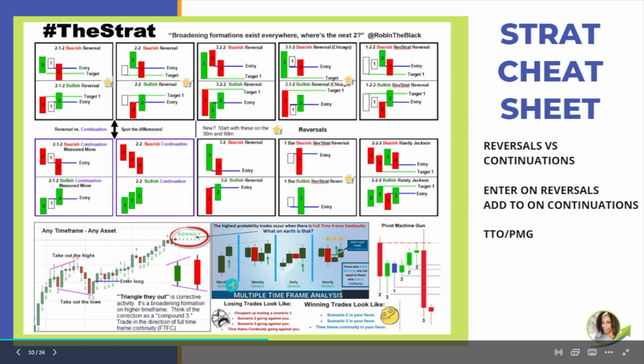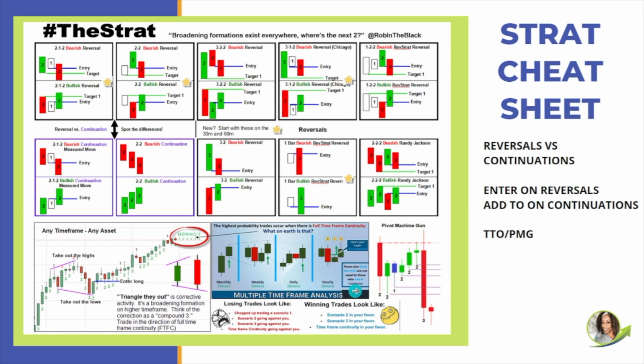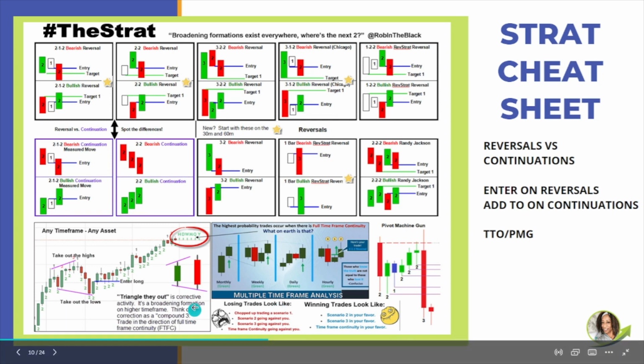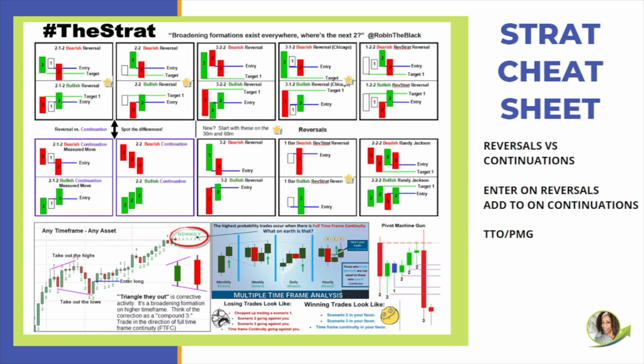So, and then we're going to talk about multiple time frame analysis and time frame continuity, and understanding that the highest probability trades occur when there is full time frame continuity. That means the time frames that you're looking for are all in alignment. You want them all to be green or all to be red. That's the highest probability trade. Otherwise, if it's in conflict, it can be choppy and it's not giving you exactly what you need.